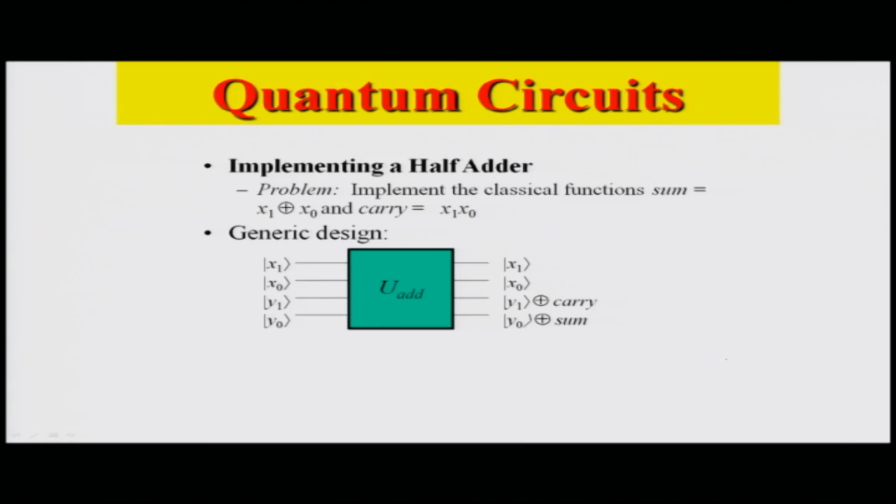The implementing of the half adder, on the other hand, would mean that we have to implement a classical function which is a sum modulo 2, and then carry on the product of x1 and x2, x1 and x0 at the same time. So, these are our input qubits, and these are our outputs, where we have the carry and the sum going in the last 2 bits, and this is the half adder that we are looking at.